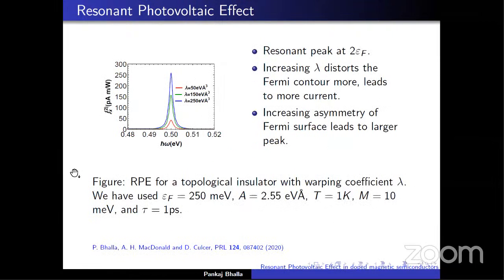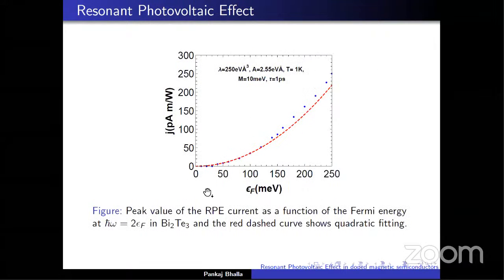Now lambda is a theoretical parameter, but experimentally they cannot tune lambda. So how can they tune this current? They can tune the Fermi energy by doping. So we have plotted this peak value corresponding to our results as the blue dots. Red corresponds to the quadratic fitting. We have seen that when the Fermi energy is high, this deviates from the quadratic fit, which means that by increasing the Fermi energy, one can also enhance the second order current.